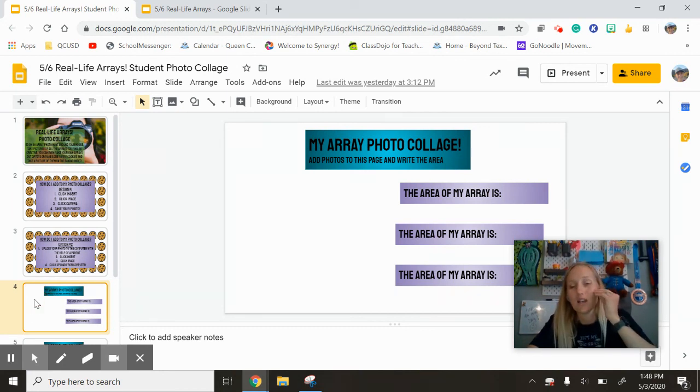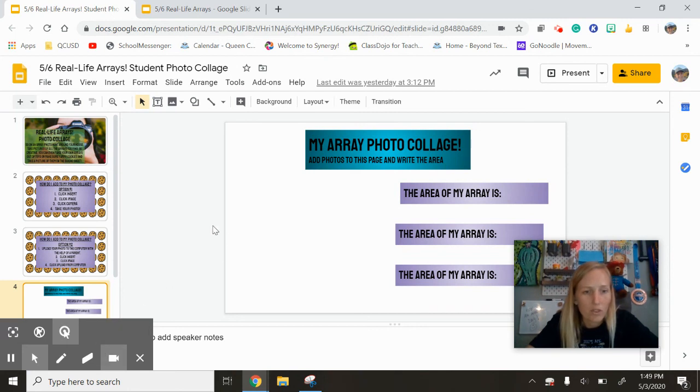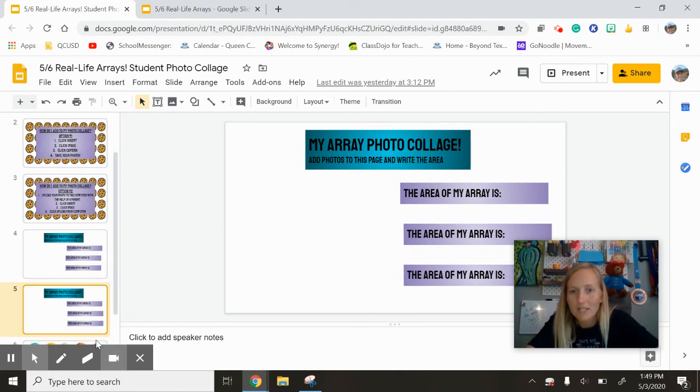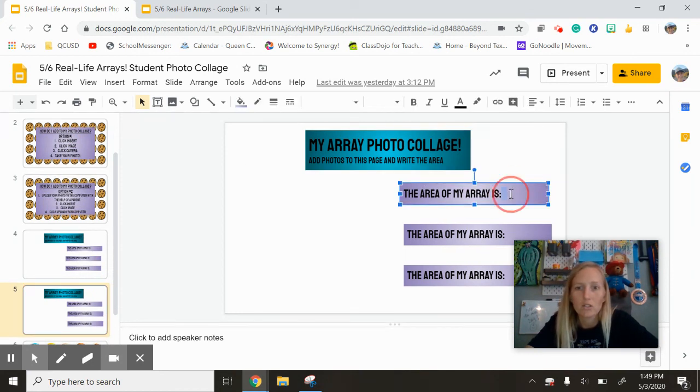I want to have six arrays. So find at least six. You can have more if you want. And then you're going to have your photo. And then what's the area of your array? How many objects do you have in your array? Okay. Be creative with it. And so I want, again, six arrays, and also make sure that you write the area in there. So you double click on this part and you can type into this box what the area is of that picture you're uploading into here.